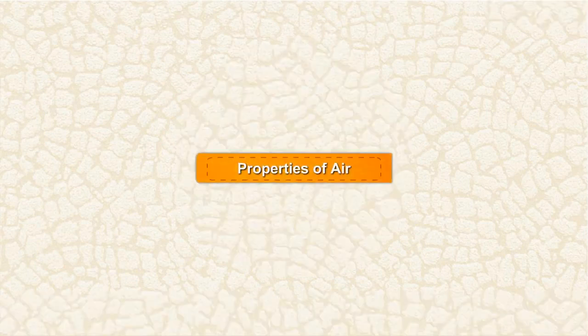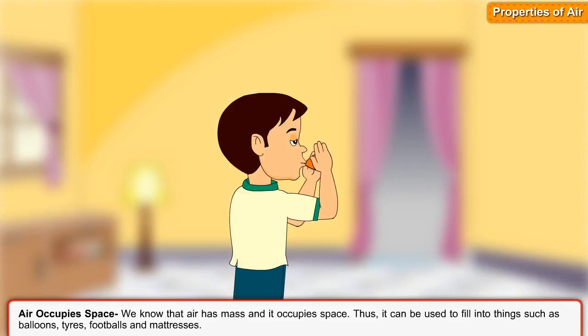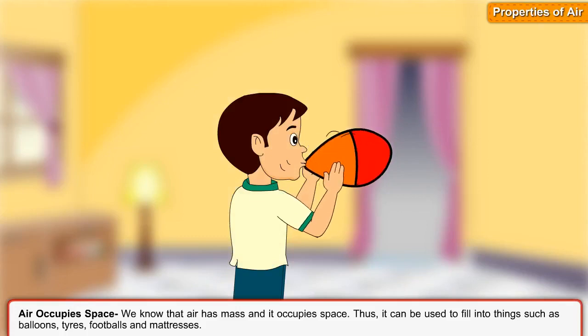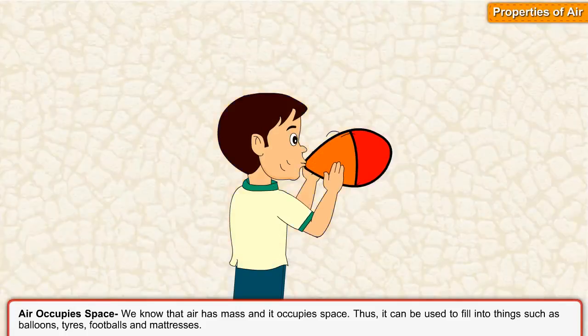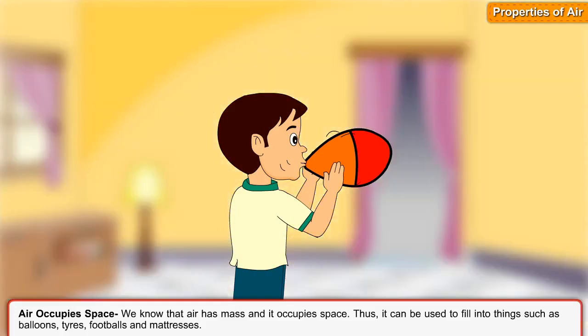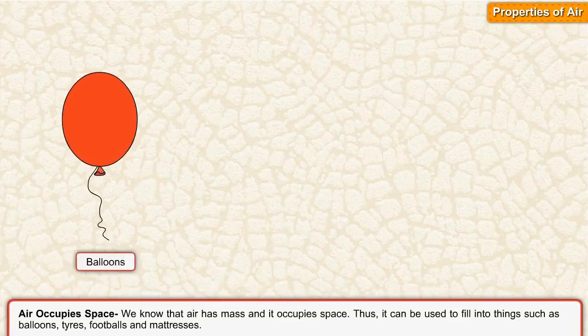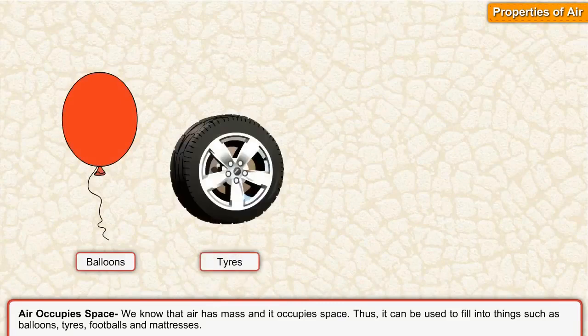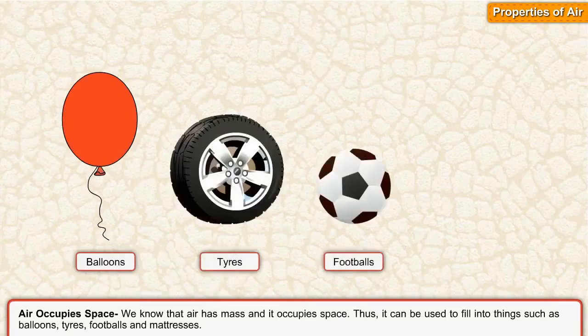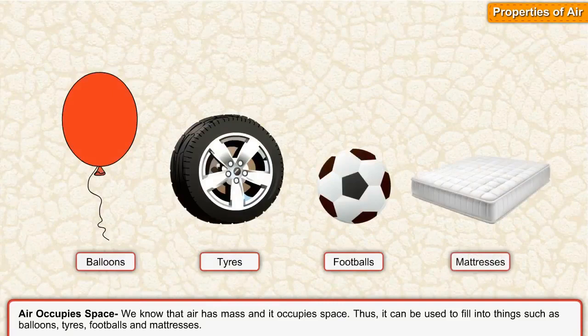Properties of air. Air occupies space. We know that air has mass and it occupies space. Thus, it can be used to fill into things such as balloons, tires, footballs, and mattresses.